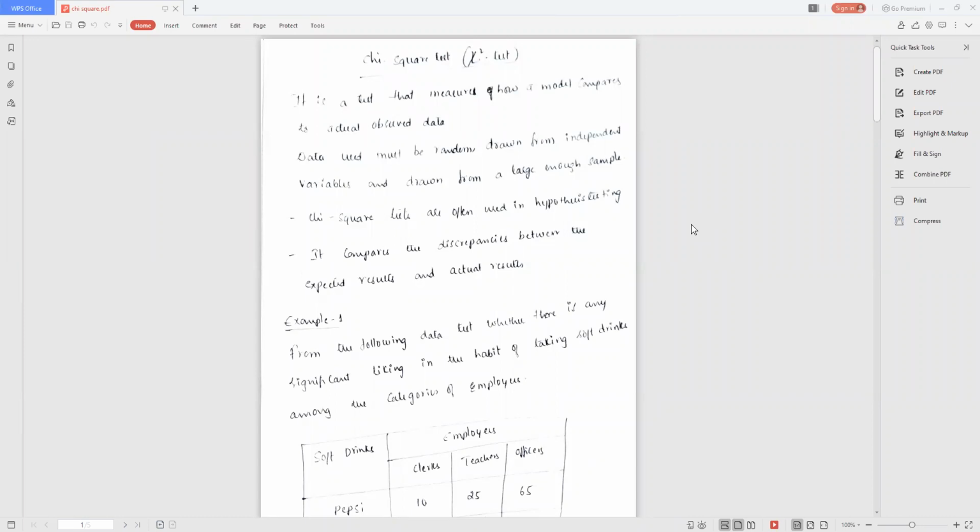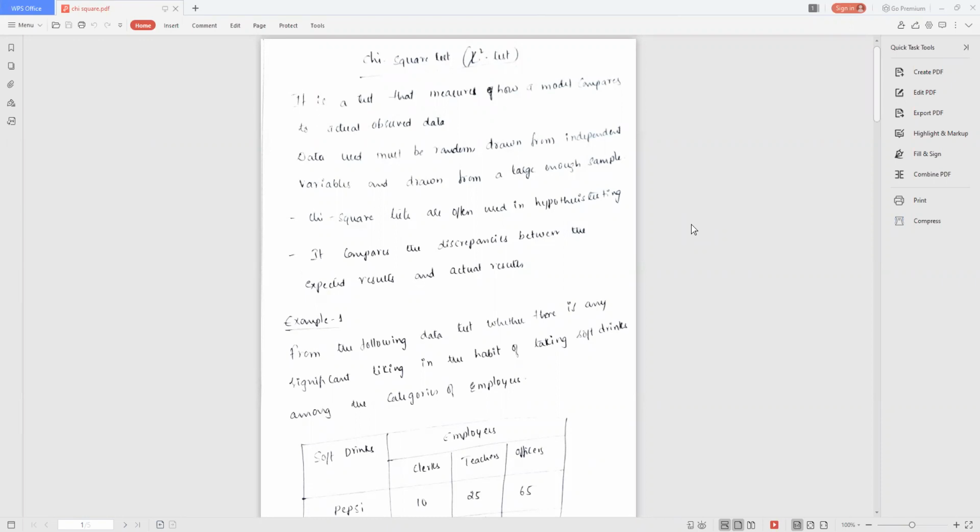We'll learn about this chi-square test. It's a test that measures how a model compares to actual observed data. That means whatever data is used must be random, or it must be drawn from independent variables and also drawn from large enough samples.